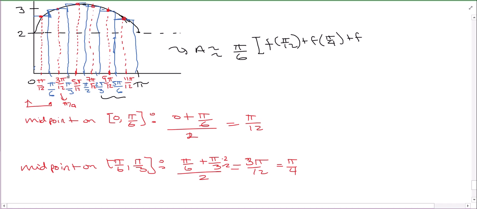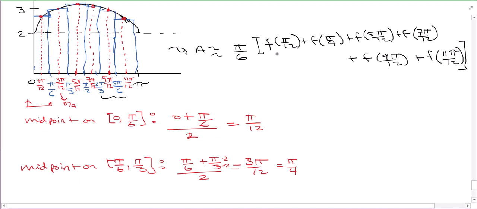f of 5 pi over 12, and then 7 pi over 12, 9 pi over 12, and our last one, f of 11 pi over 12. Do we have 6? 1, 2, 3, 4, 5, 6. Good. We have 6 rectangles.